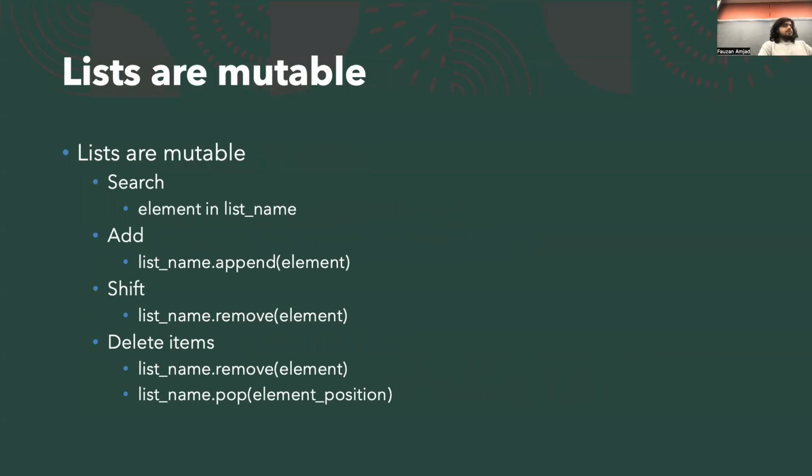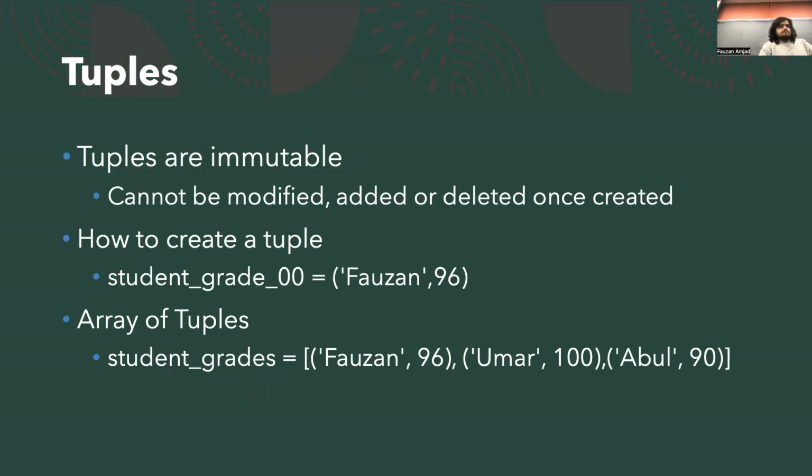Okay, lists are mutable, which means that you can search within it, you can add items within it, and shift, and you can delete items. And these are the methods that you can use. Element in list will return a Boolean value. So if you're doing an if statement and you want to see if an element is within a list, just simply put the element in and then the list name, and then it will return a Boolean value, true or false. And then you have the other methods for adding, shifting, and deleting items.